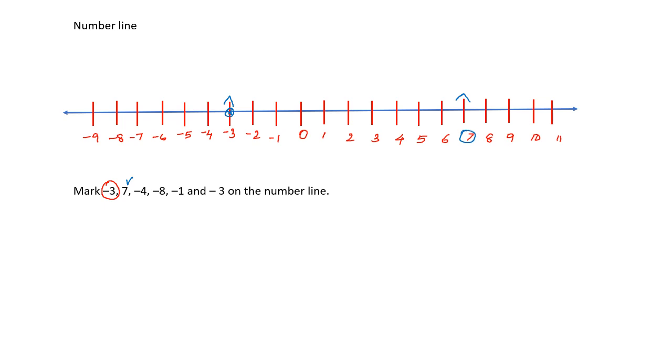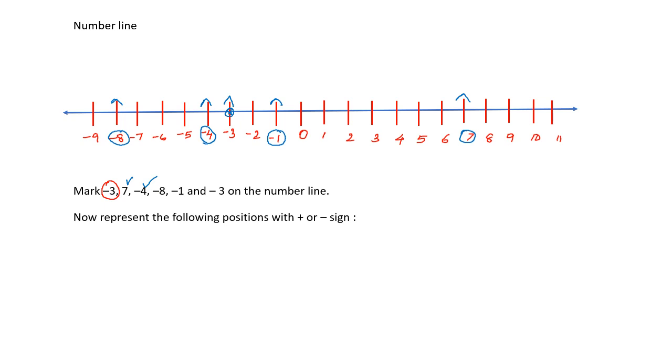Now next one we need negative 4. Negative 4 is again here. So this is negative 4. Then we need negative 8. Negative 8 is here. Negative 1. Negative 1 is here. This is negative 1. And negative 3. Negative 3 we have already marked, isn't it? All those numbers we have marked.